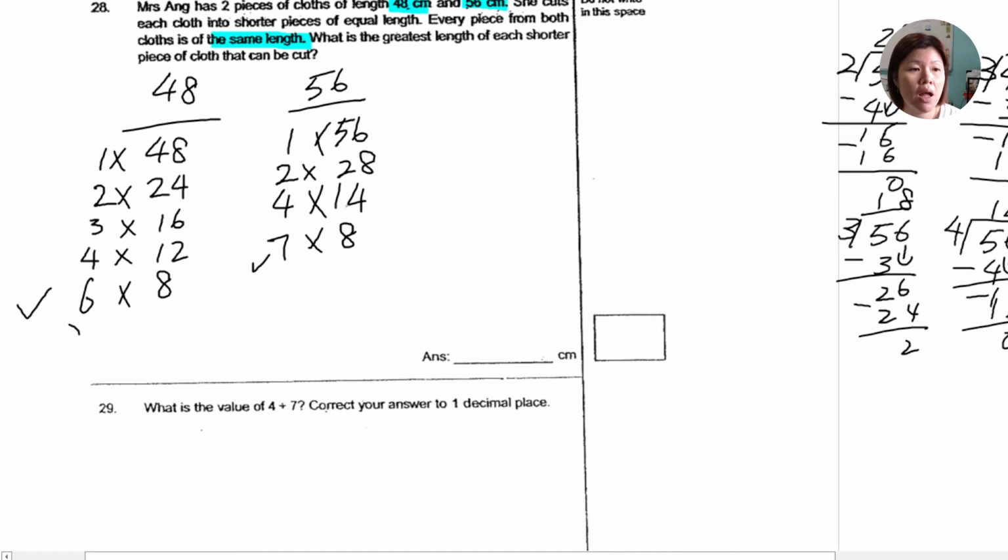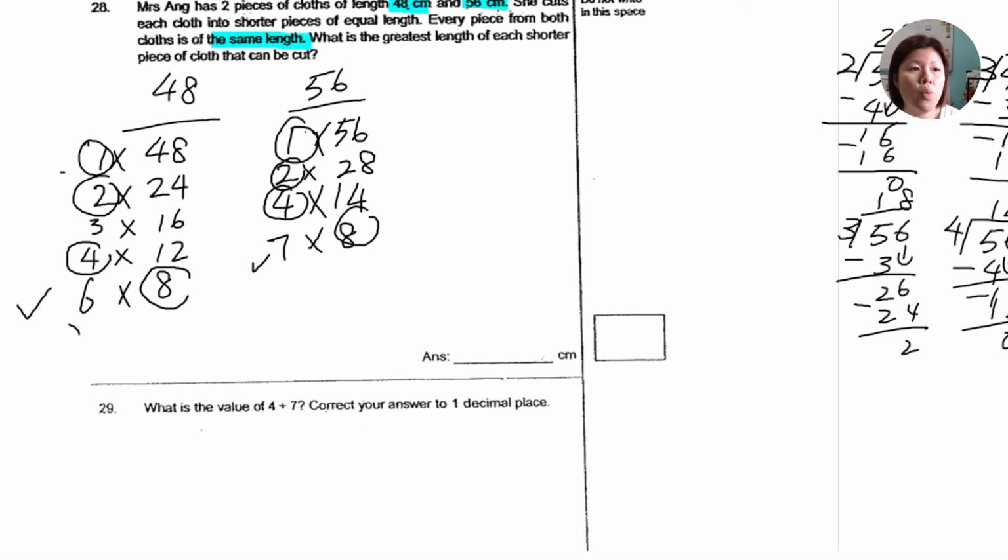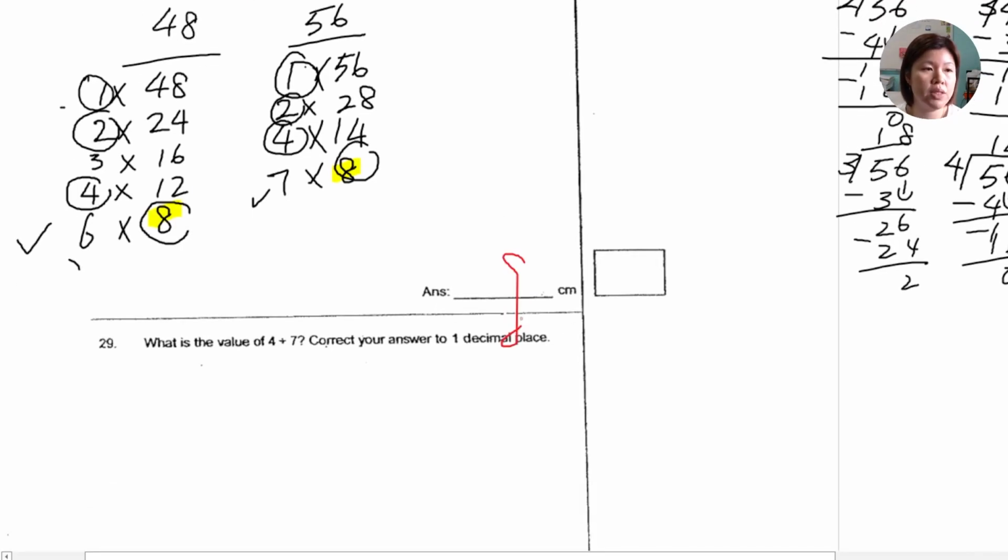We don't state twice. So they want the greatest, so all the common factors we can circle. We have 4 and we have 8. Okay, so since they want the greatest, it will be 8. So answer is 8 cm. Oopsie, wait a minute. Let me write it properly. 8 cm. Okay. So let's move on to the next question.